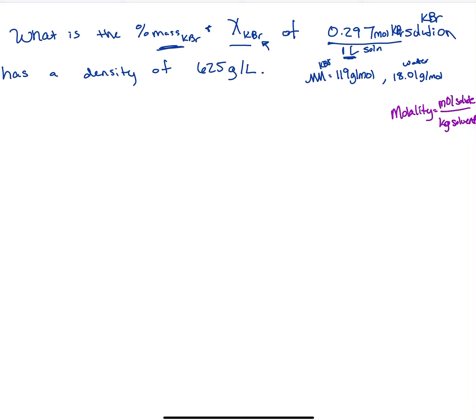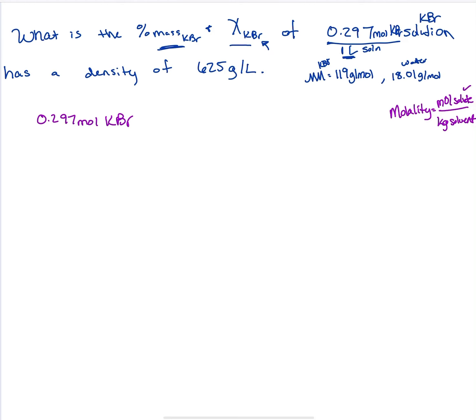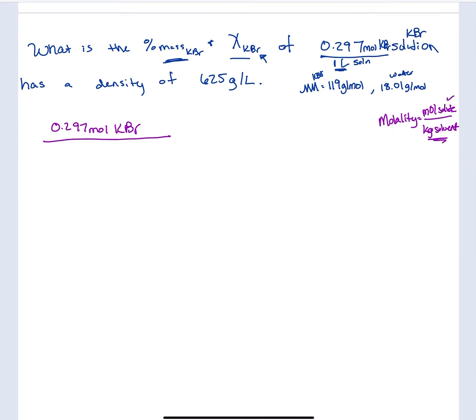Sometimes if you have a problem that has you converting the same numbers in different ways, you can use information you've already calculated earlier. So right now we have 0.297 moles of KBr. So our top number is actually good to go. We've just got to get to our bottom number. This is supposed to be kilograms of solvent. Remember, this is liter of solution.